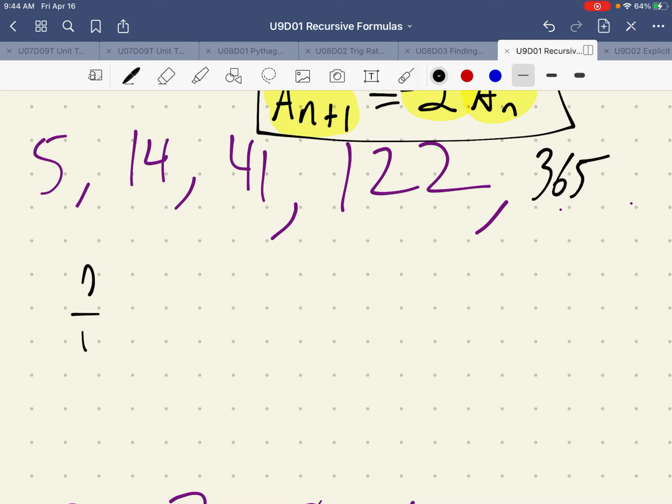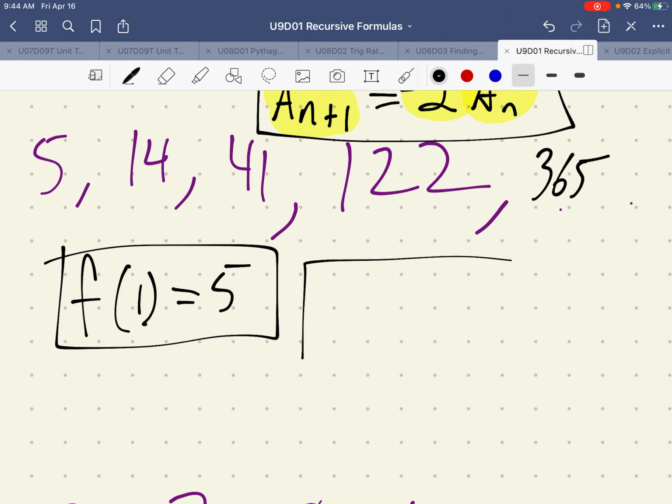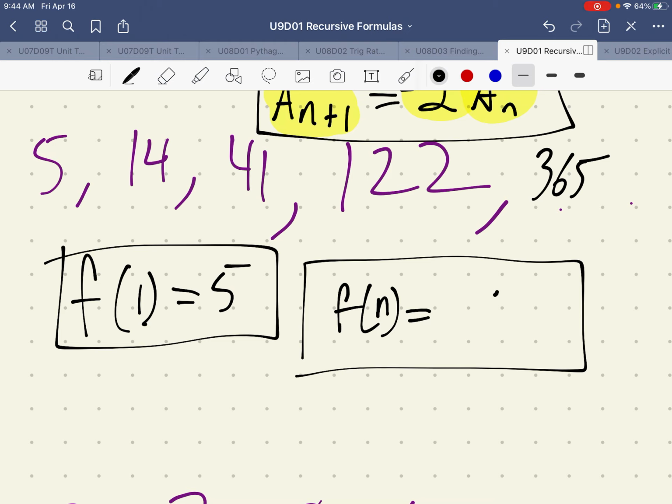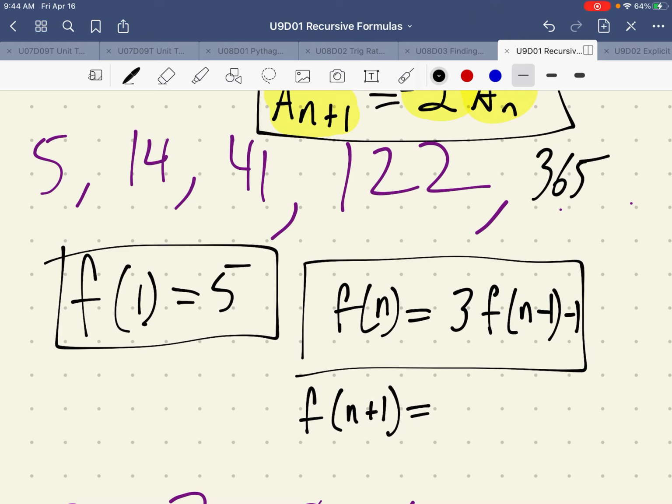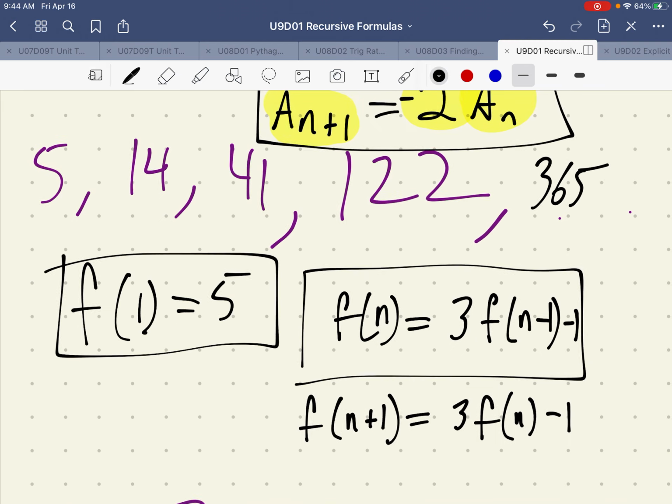So let's write a rule for that. This time let's write it in function notation. So f of 1, meaning the first term of this sequence, is equal to 5. And the rule for this sequence is if I want to find any particular term, let's say f of n, I'm going to take the previous term, and I'm going to multiply it by 3 and take away 1. I also could have written to find the next term, I'm going to take the current term, multiply it by 3, and take away 1.